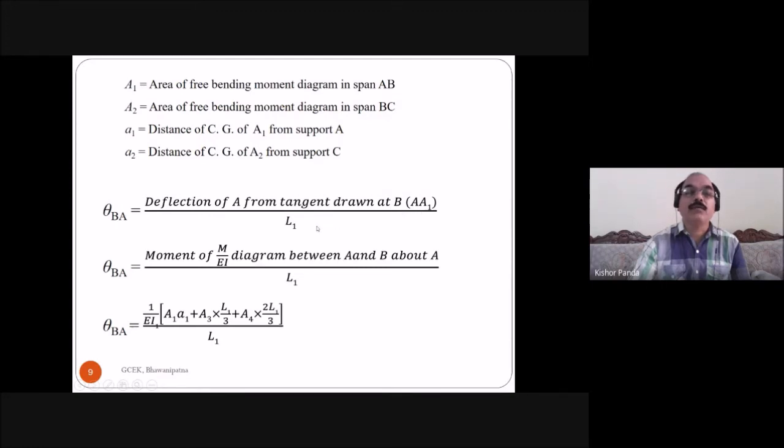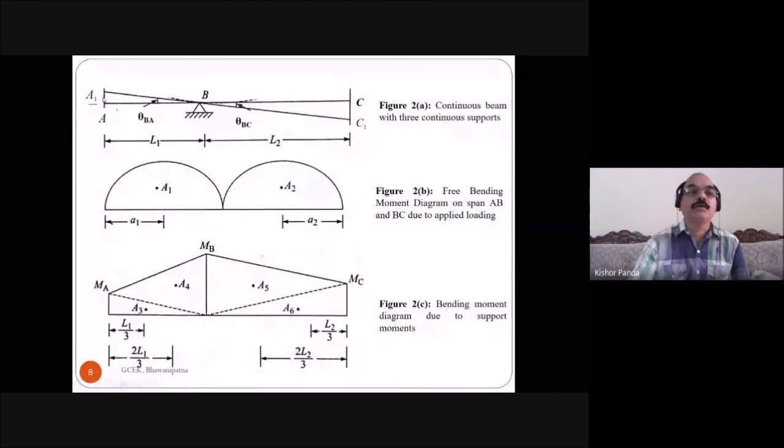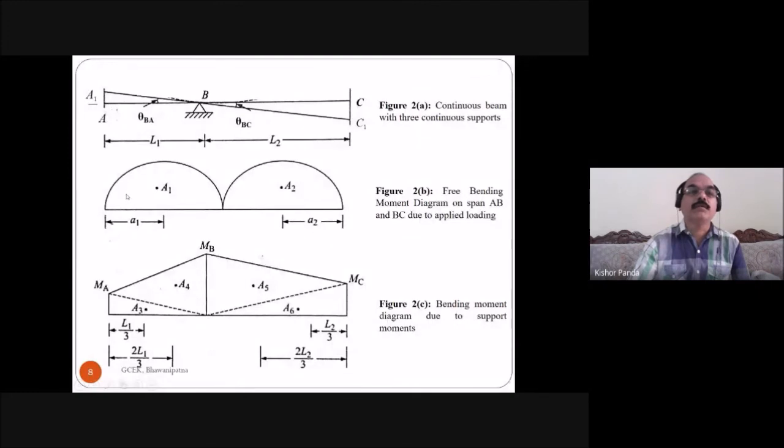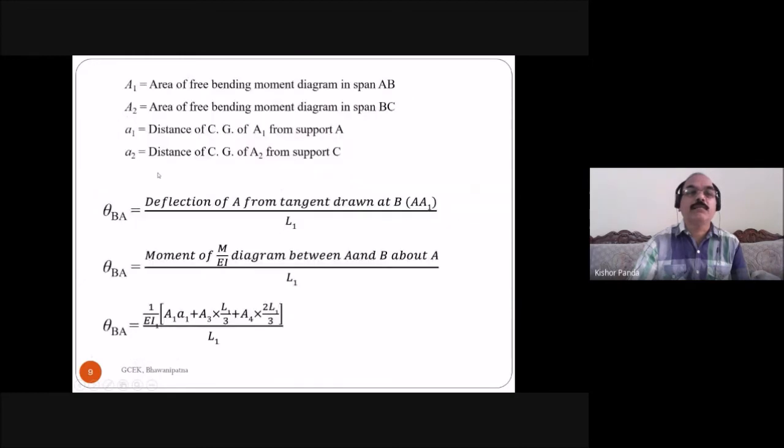But you know how to find the deflection. Theta B is equal to the moment of the M by EI diagram between A and B about A. How will you find this deflection? You have to take the moment of this bending moment diagram, the M by EI diagram, from the support A, which is equal to AA1. That is by the moment area method. You know, theta B is equal to the moment of the M by EI diagram between A and B about A divided by L1. So what is the moment of the M by EI diagram between A and B about A? Theta BA.